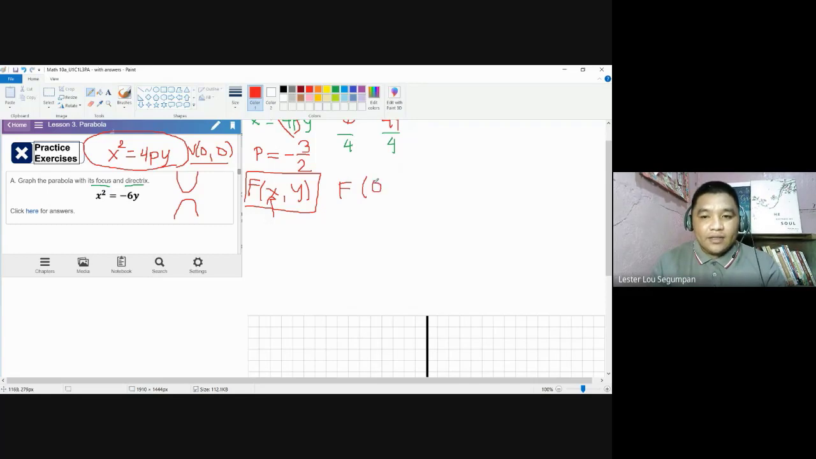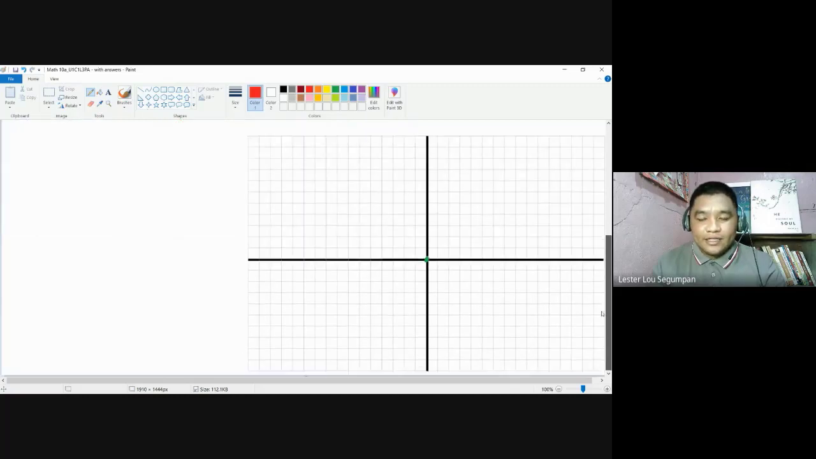And hence, the coordinates of our focus are (0, p), and p is what we have here earlier. The focus is located at (0, -3/2). Let's plot this in this Cartesian plane.